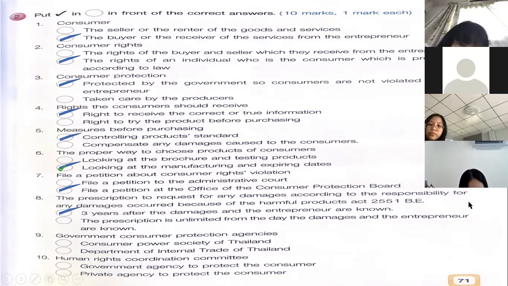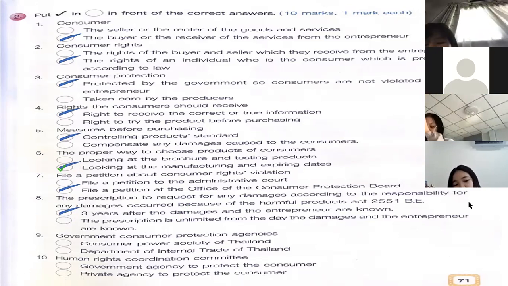So 3 years after the damages and the entrepreneur are known. Okay, number 9, Sirikanya. Number 10, Pun. Government Consumer Protection Agencies. Okay. Any guess? Is it first or second? First, okay. First, it's number 2. Department of Internal Trade. Okay. Number 10, Pun.